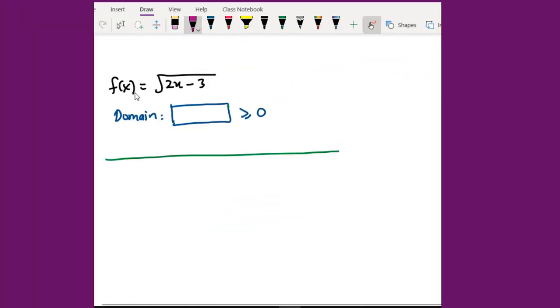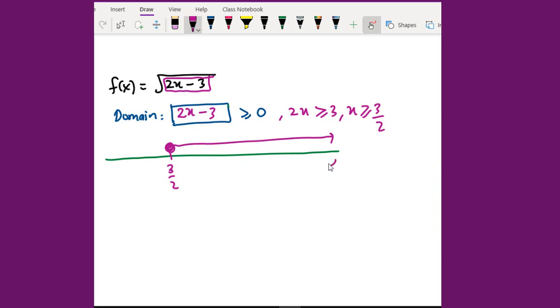Look at the first example. Given the function square root of 2x minus 3, to find the domain, everything below the square root should be greater than or equal to 0. So 2x minus 3 is greater than or equal to 0. So 2x is greater than or equal to 3, or x is greater than or equal to 3 over 2. Using a number line to show the domain, here is 3 over 2, starting from 3 over 2 onwards to infinity. This is the domain for this function.